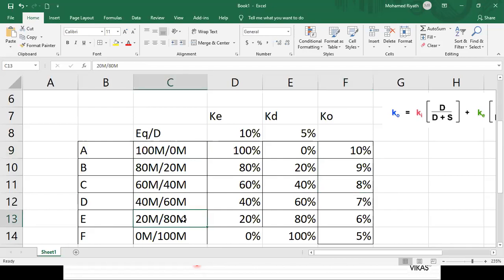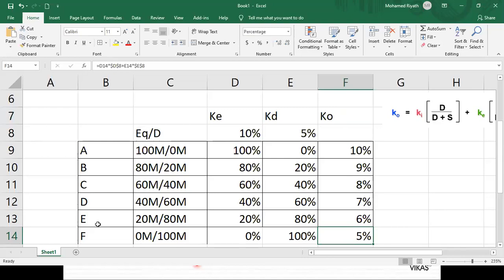8. Likewise, at point E, we have only 20 million equity and 80% debt. Then our KO equals 6%. Finally, at point F, we have no equity, 100% debt. Then its KO becomes 5%. This 5% equals what? Post the answer, please. From your answer, I can understand your level of understanding. Yes, KD. Okay, good.